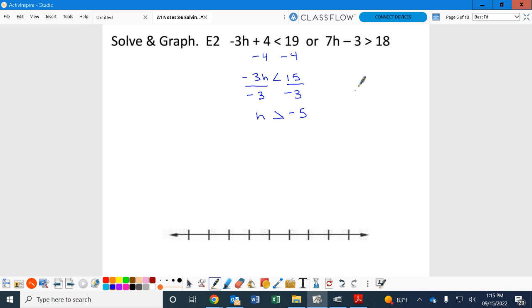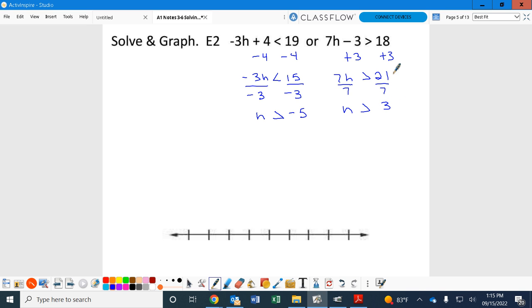For the other one, it's going to be plus 3 plus 3. It makes it 7h is greater than 21. We're going to divide by 7. And h is greater than what? 3.